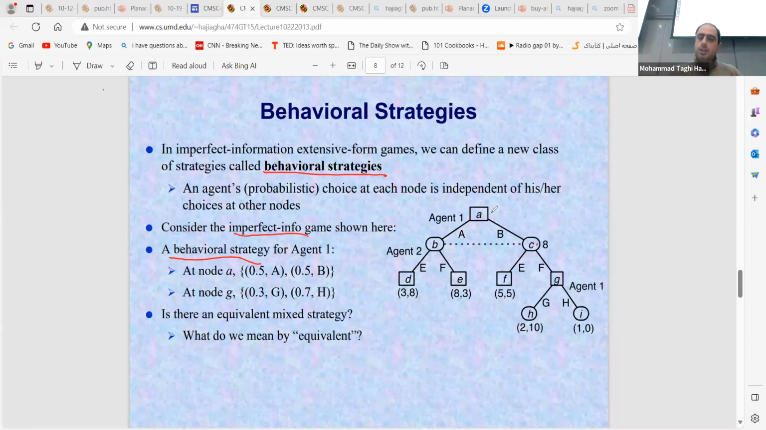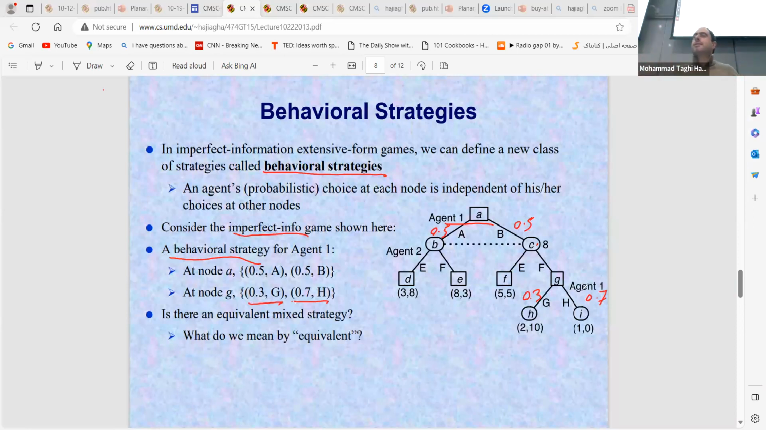So a behavioral strategy for agent one would be like this. For agent one, you will say that with probability half, I will take A, with probability half, I will take B. Now at node G, I will do it with probability 0.3 G and with probability 0.7 H. So here I have 0.5 and 0.5, and here I have 0.3 and 0.7. And here we are assuming that at each node, the choice would be independent from the other choices. So there is no correlation, because that can make things hard. So you get 0.5, 0.5, and 0.3, 0.7.